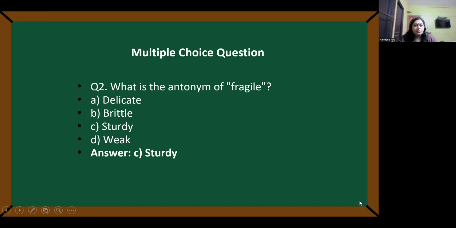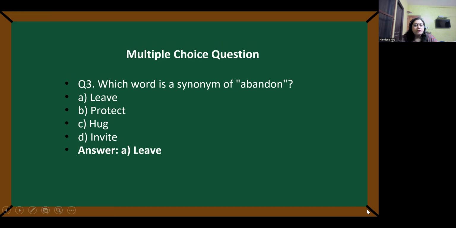What is the antonym of fragile? Fragile means very delicate. Options provided are delicate, brittle, sturdy, weak. Answer is option C, sturdy. Antonym of fragile is sturdy, which means very strong. Which word is a synonym of abandon? So which of these words are similar to the word abandon? Leave, protect, hug, invite. Answer A, leave.